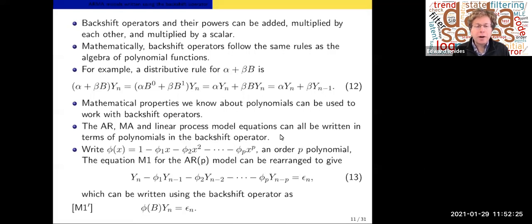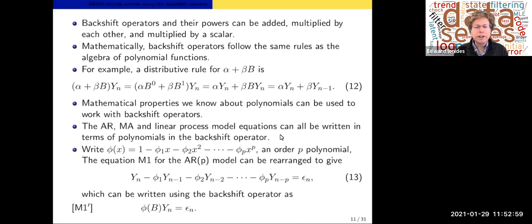And here's a polynomial phi of x, 1 minus phi_1 x minus phi_2 x squared minus ... minus phi_p x to the p. It's an order p polynomial. It's maybe not the first polynomial you would have thought of. Note the signs. The first coefficient is 1, and the coefficients of higher powers of x have that negative sign there. That's a little bit arbitrary, but it's needed to make everything match up the usual way of writing an AR(p) model.